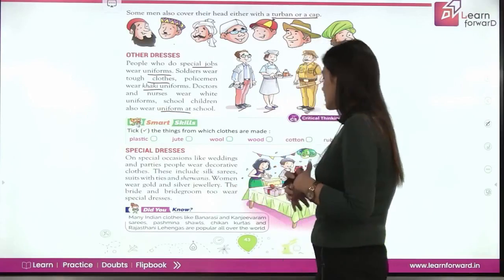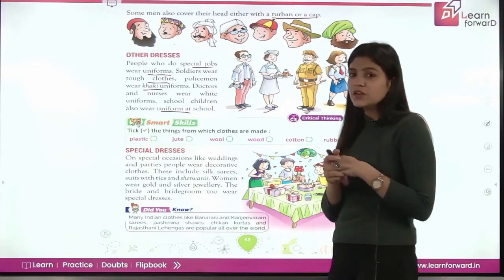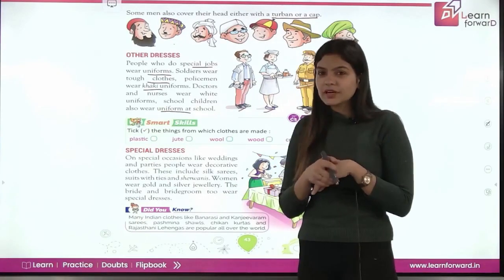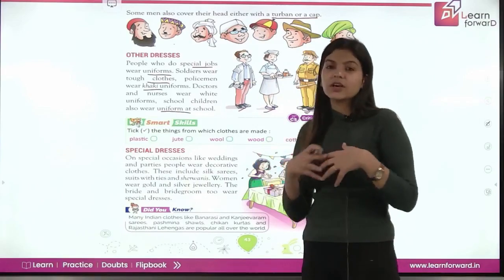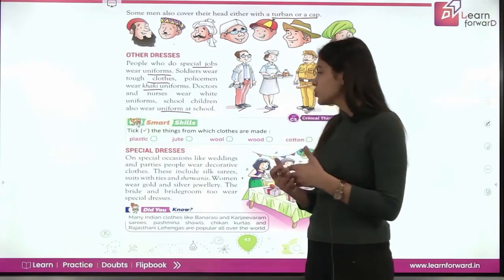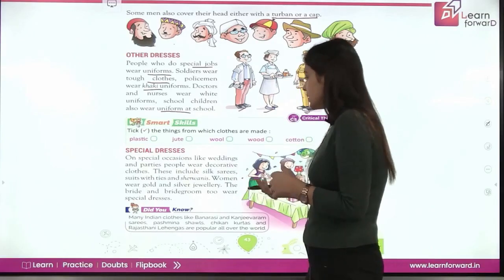Now the special dresses. When we have to go somewhere, we wear different clothes, right? We don't go wearing the same clothes. So for every occasion we choose a different outfit or dress. So they are our special dresses.